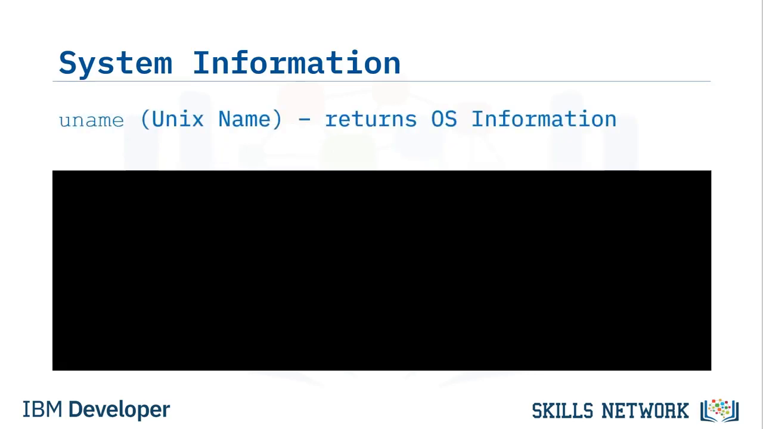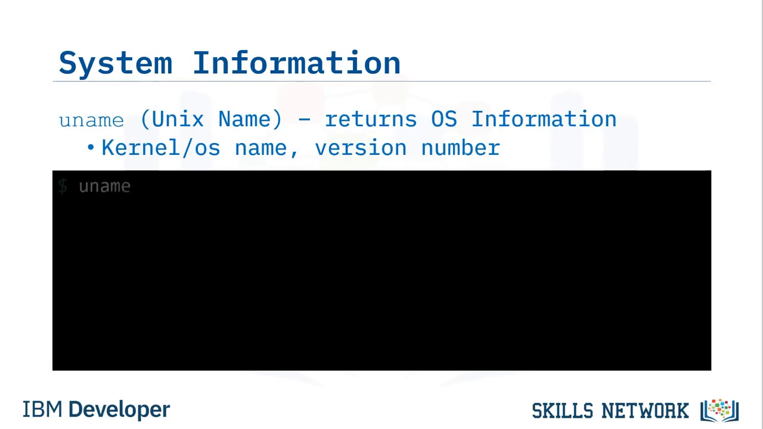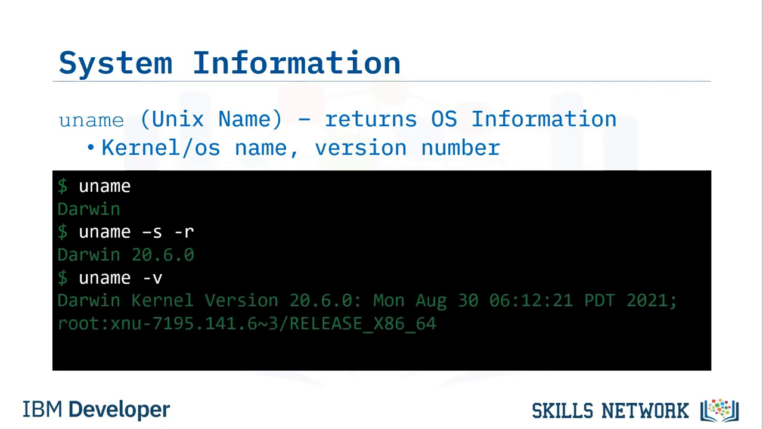The uname command, which stands for Unix name, returns OS information such as the kernel name and version number. Entering the uname command returns the name of the operating system, which in this case is Darwin. Including the -s and -r options returns both the OS name and its version. Alternatively, you can view all version information using the -v option.